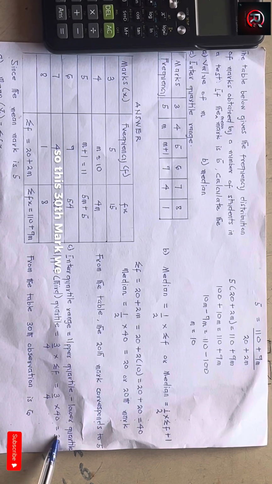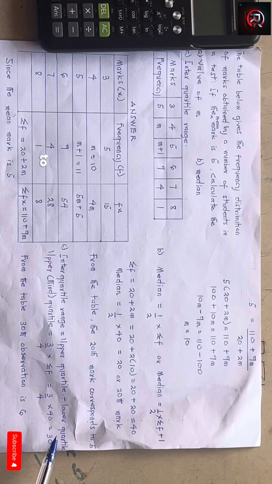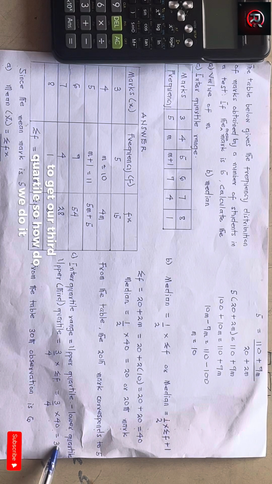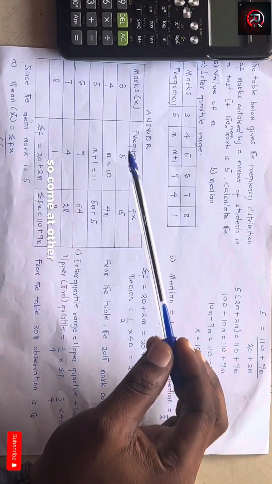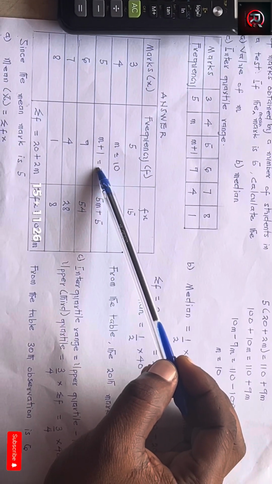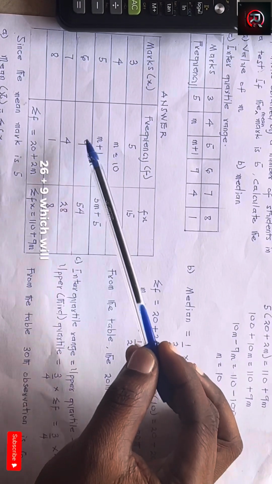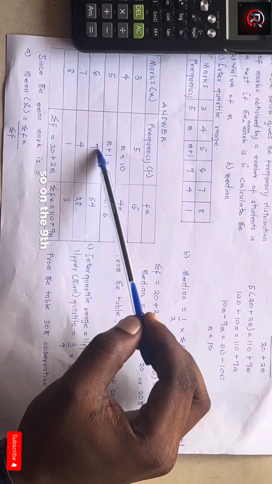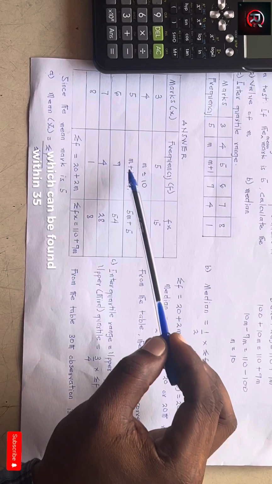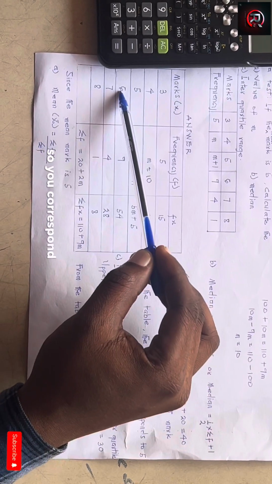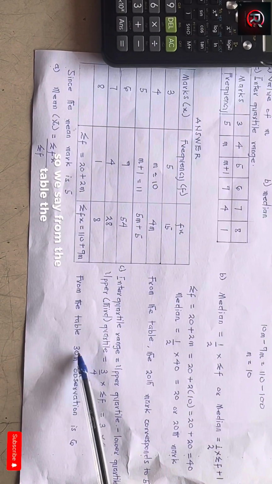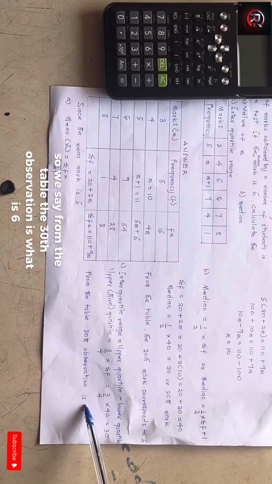So this 30th mark, we also need to read on the frequency and correspond it to the marks to get our third quartile. So how do we do it? We need to look for the 30th observation. So we add again: 5 plus 10 is 15, 15 plus 11 is 26, and 26 plus 9 gives us 35. So the ninth position is 35, but we are looking for the 30th observation, which can be found within 35 at the ninth position. You correspond it to the mark, which is the x, and that gives you 6. So we say from the table, the 30th observation is 6. All right.